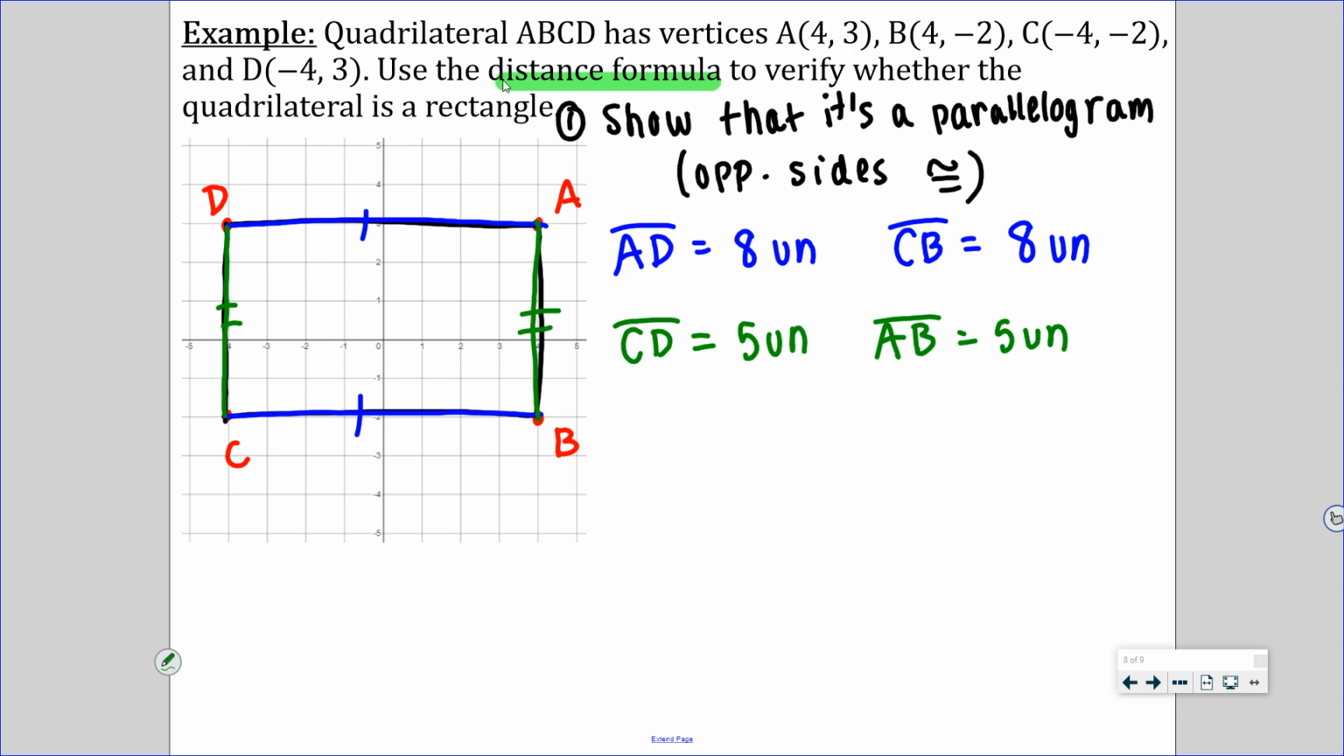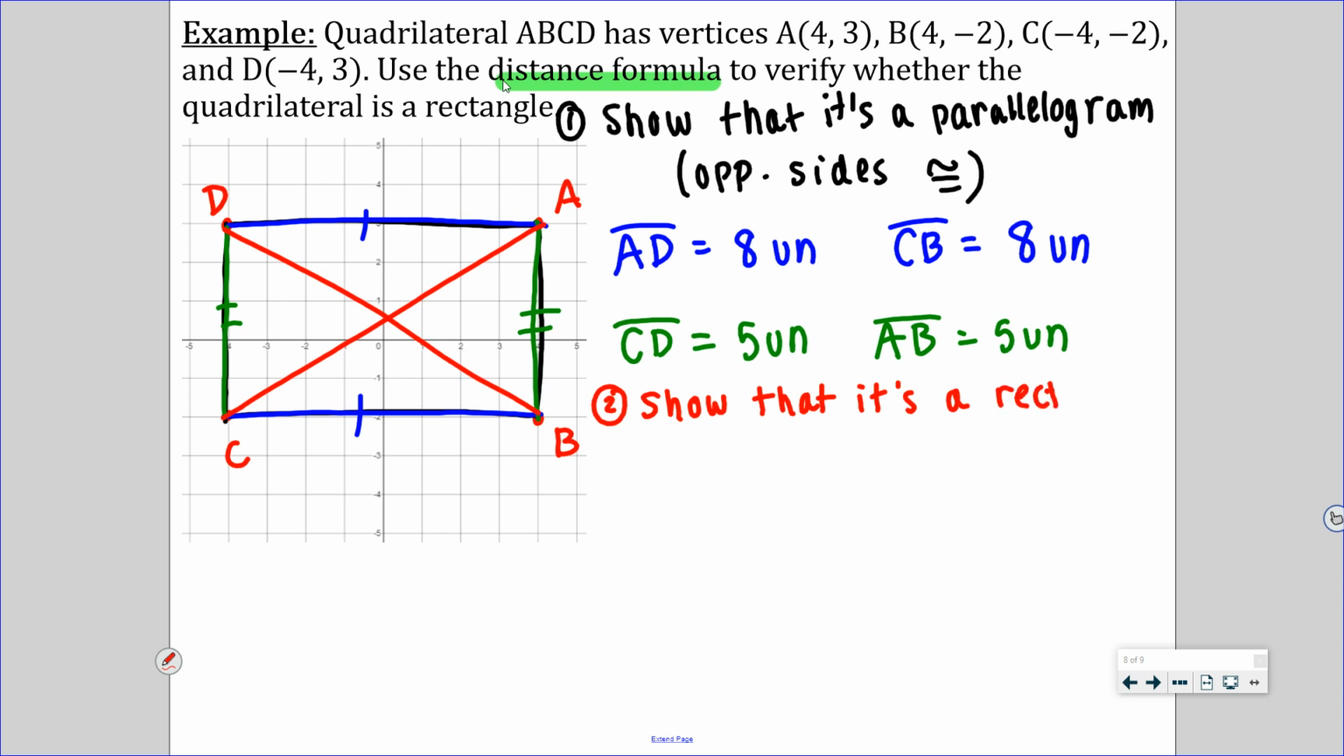To determine if it's a rectangle, I'm not going to check for perpendicular slopes because they want me to use distance formula. So I'm not going to try and prove there are right angles. Any ideas of how I can use distances to determine whether this is a rectangle? Ooh, Matthew, idea? AC. The diagonal length has to be the same as? Nice, guys. Second, show that it's a rectangle by finding diagonal lengths.